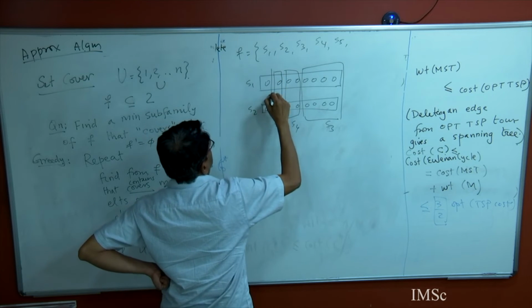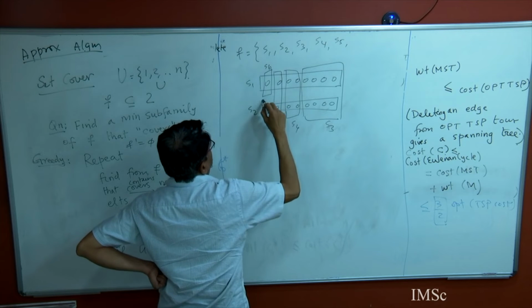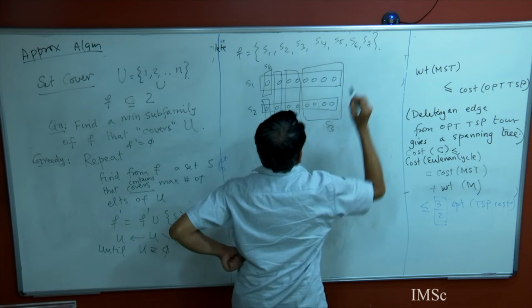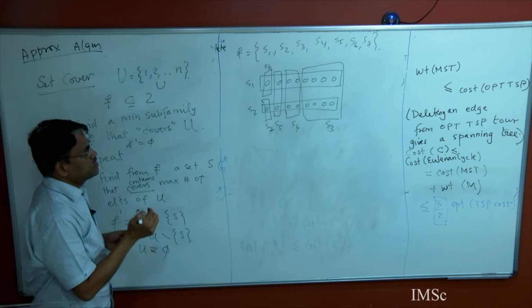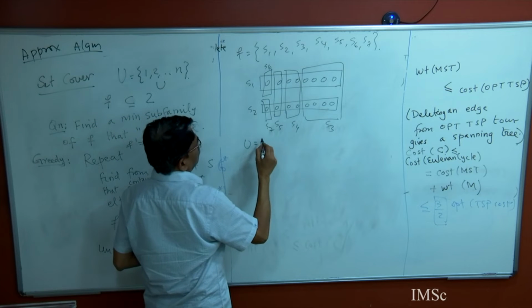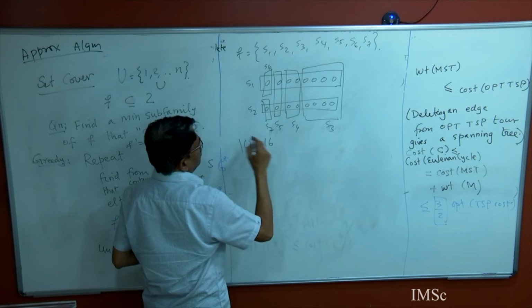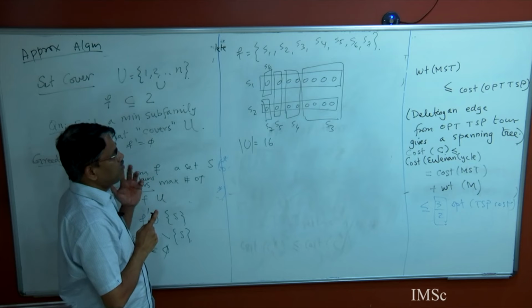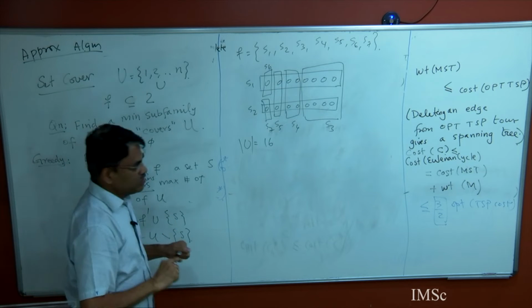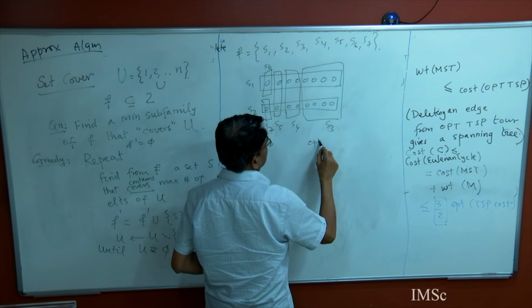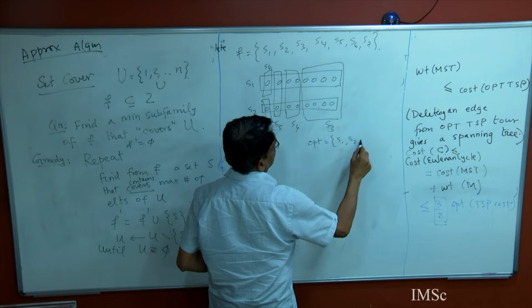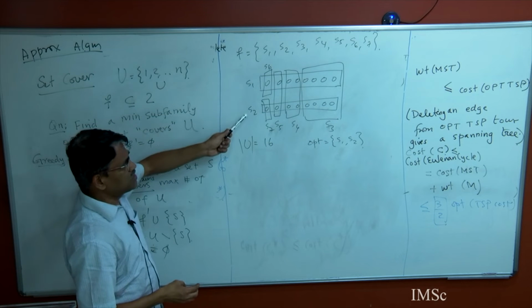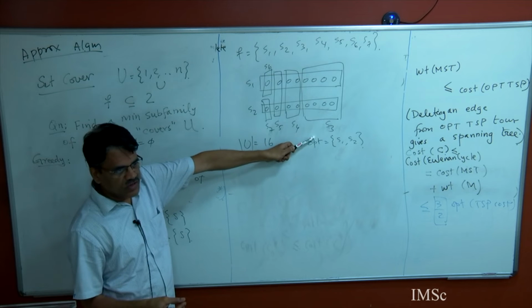But okay, let's have some other sets, S6 and S7. So there are 16 elements in the universe, and I have these sets. The optimal would be 2 sets, S1 and S2, right? And notice that S1 covers 8 elements, S2 covers 8 elements, S3 also covers 8 elements.